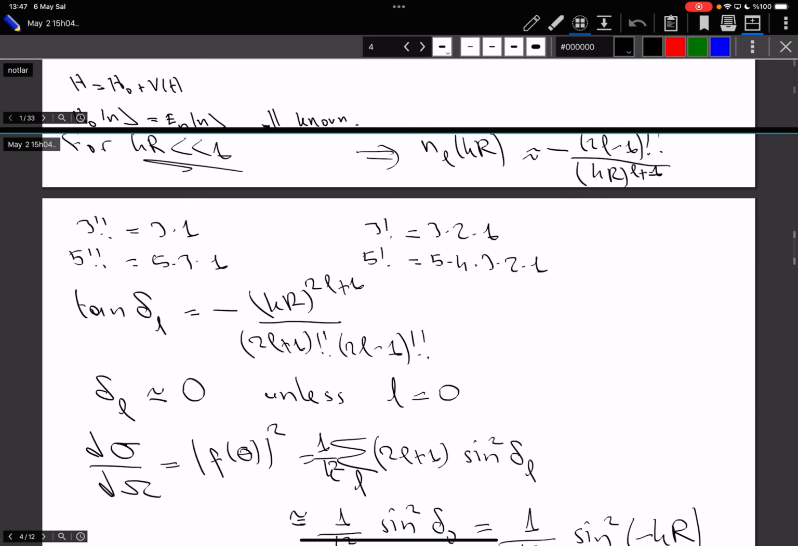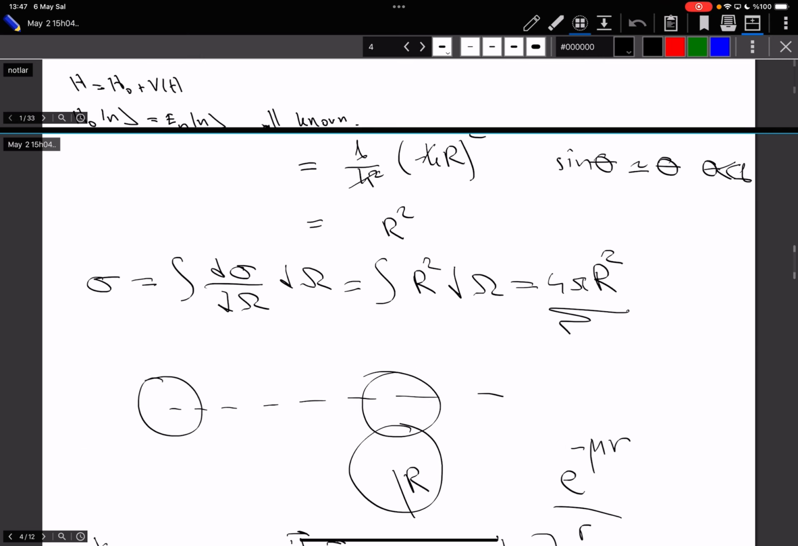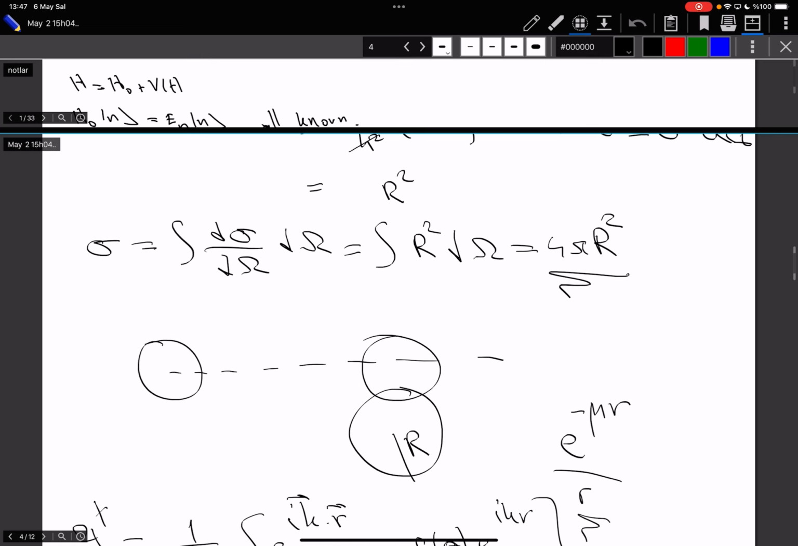And we found out that the total scattering cross-section was 4 pi r squared. That's not a big surprise because we are in the domain of wave mechanics. We cannot treat them as point objects. So it's not a big surprise that the total cross-section turns out to be larger than the physical cross-section of the object.